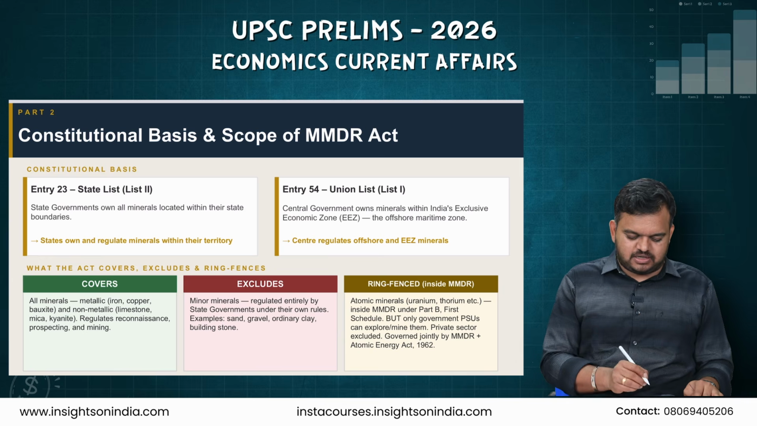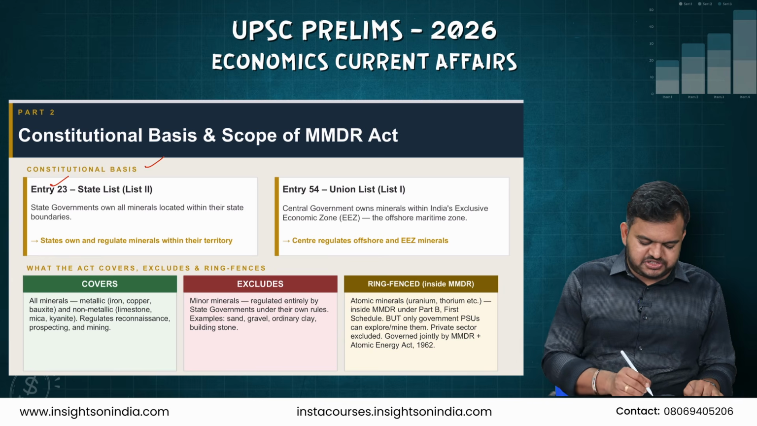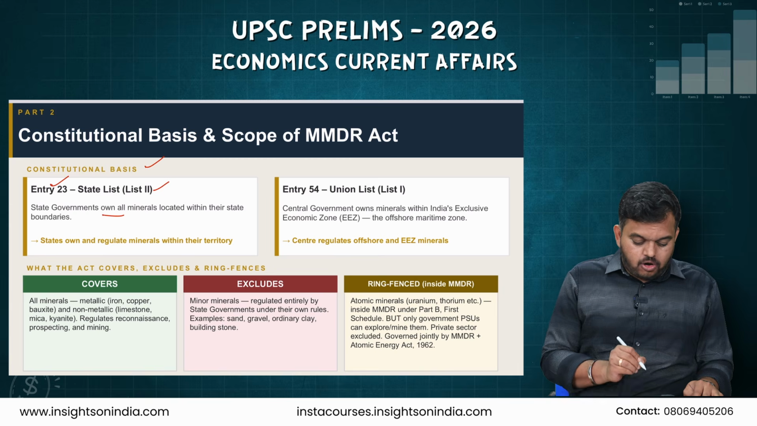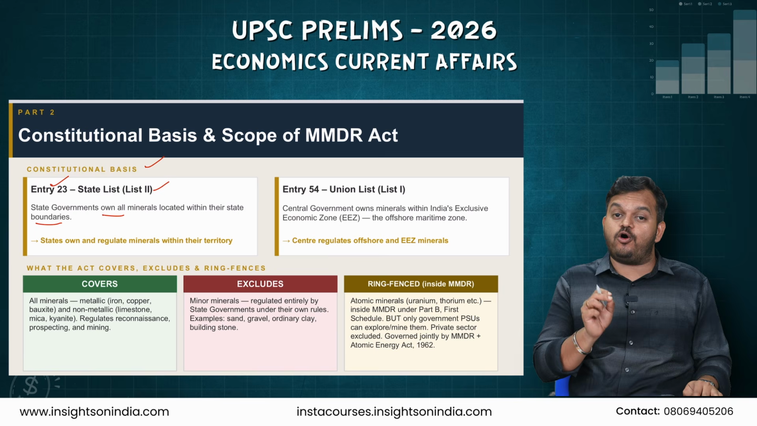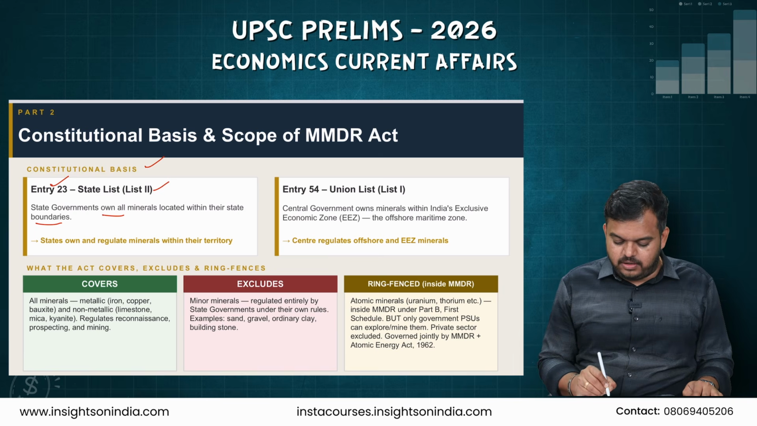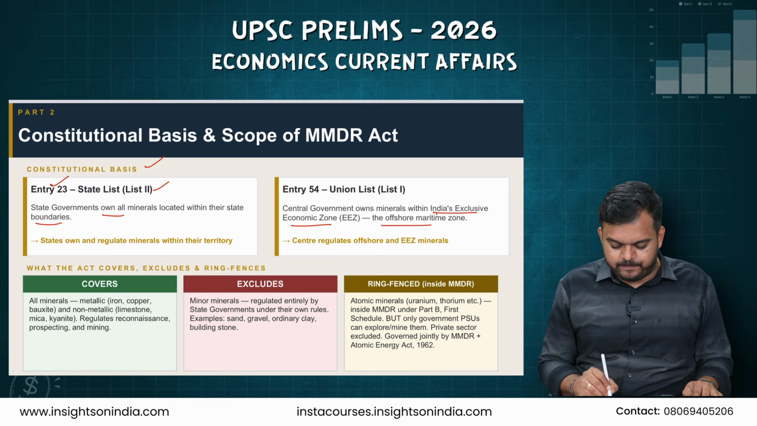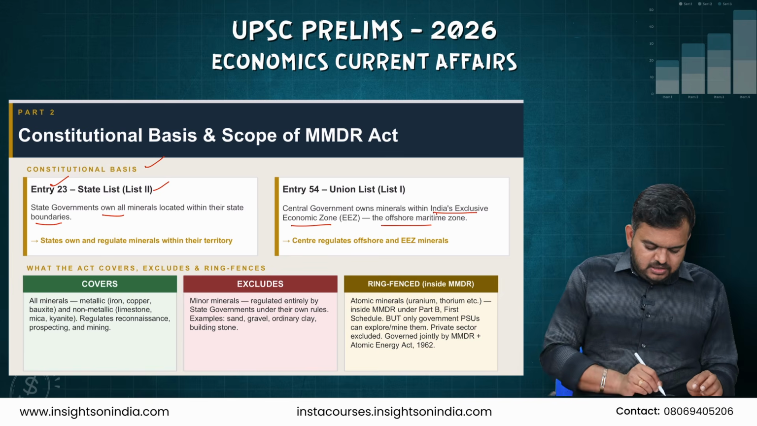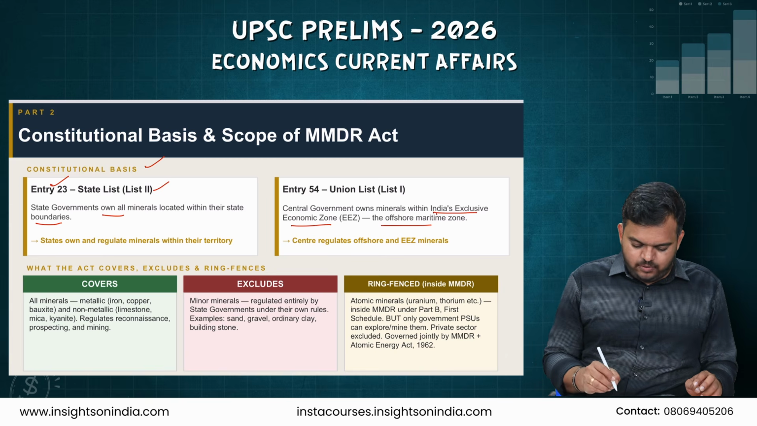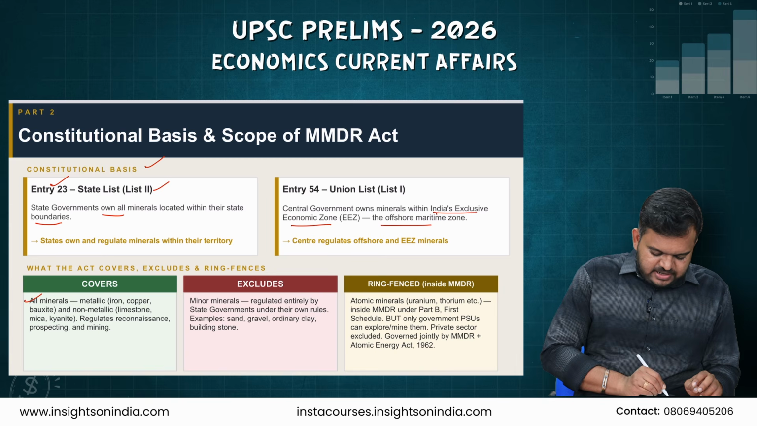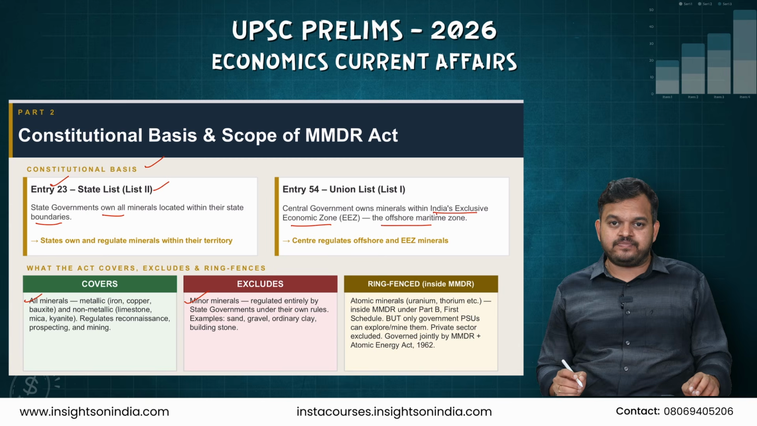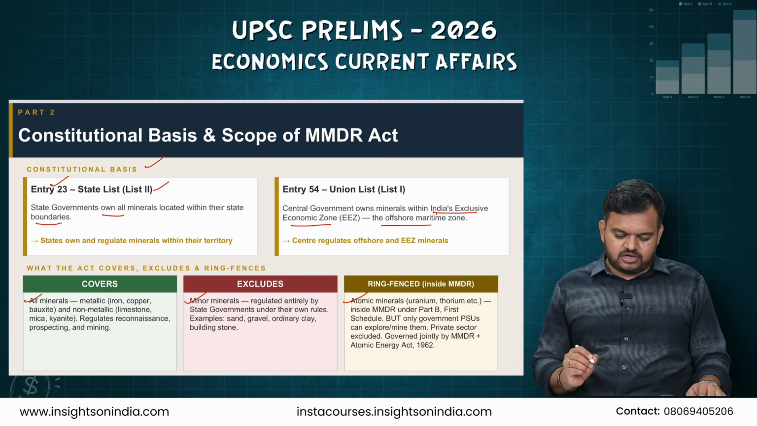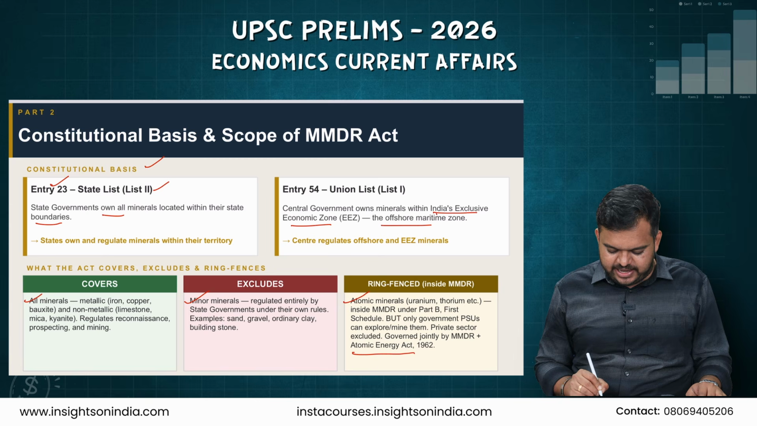Okay. So when you talk about constitutional basis of minerals, entry 23 of state, let's talk about state governments. Listen carefully. State governments own all minerals located within their state boundaries. They own them, right? And central government owns minerals within India's exclusive economic zone, that is offshore maritime zone. I suppose you all know what is exclusive economic zone, right? What is MMDR Act? What MMDR Act covers? It covers all the minerals excluding minor minerals, and there are certain section of minerals which are called atomic minerals. The atomic minerals are not just governed by MMDR Act but also by Atomic Energy Act 1962.